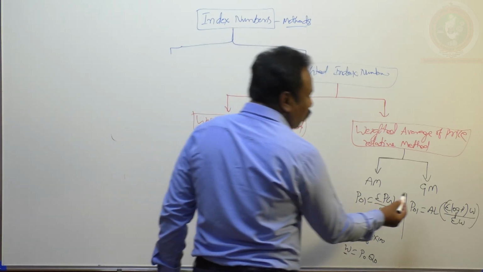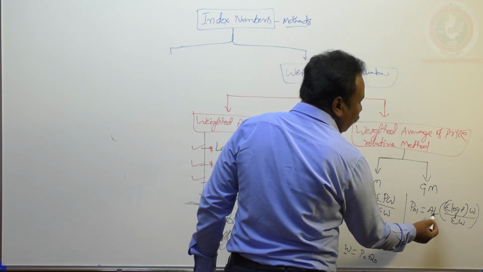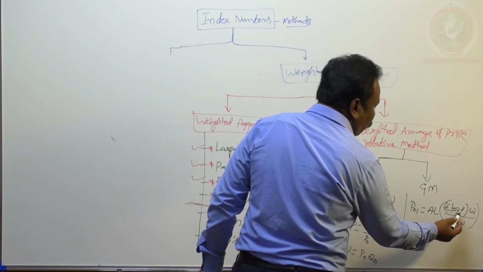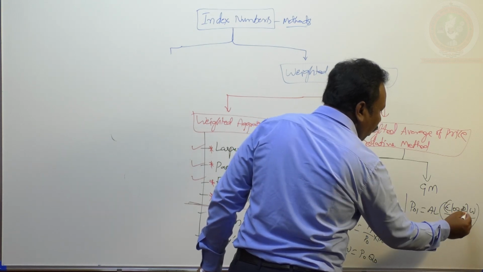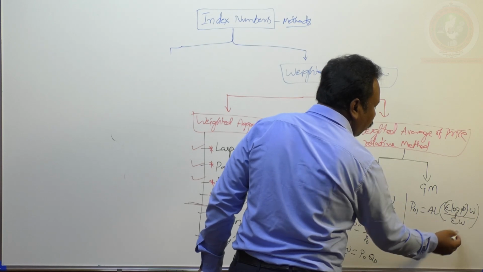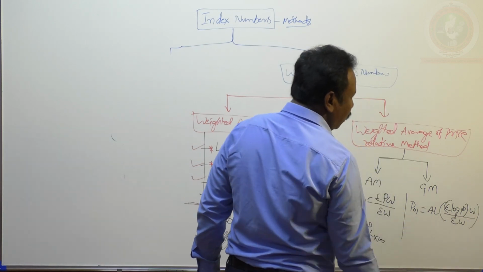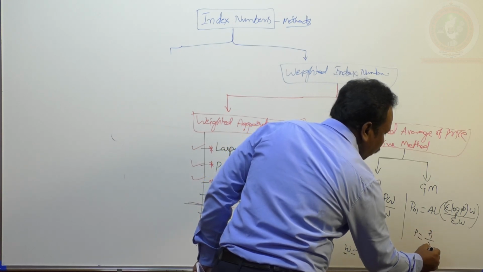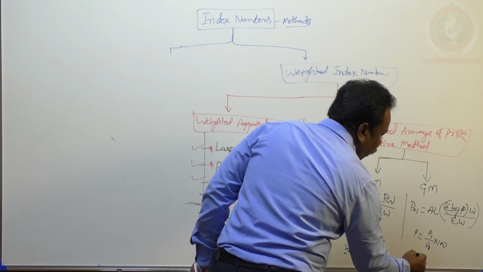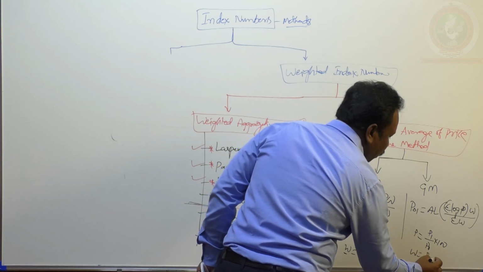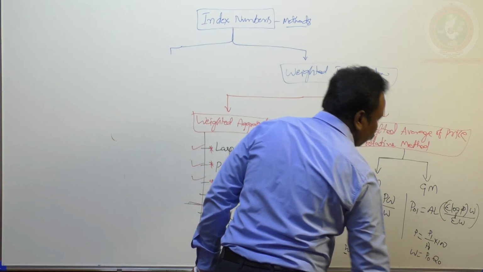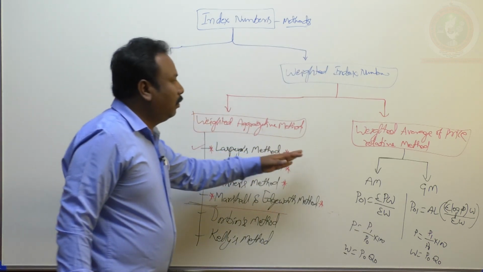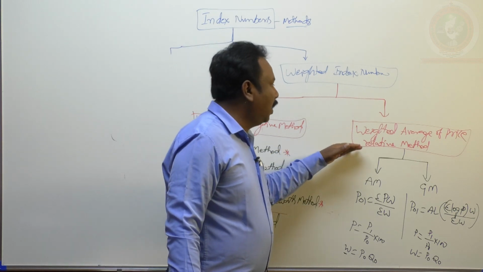The geometric mean of index number is the anti-log of the summation of log P into weights, divided by the summation of weights. Here also P equals P1 divided by P0 into 100, and W equals P0 into Q0. Based on that, we can calculate the weighted average of price relatives index method.